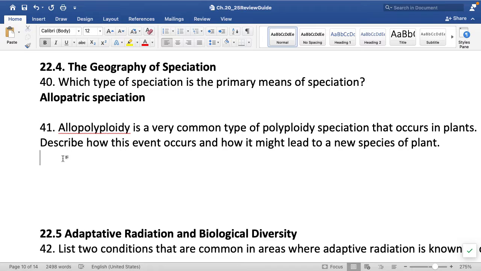Polyploidy is a very common type of speciation that occurs in plants. Describe how this event occurs and how it might lead to a new species of plants. So how does it occur? It's like when humans try to breed different plants to get desirable traits. So it occurs when two plant species hybridize. They cross, they pollinate each other.